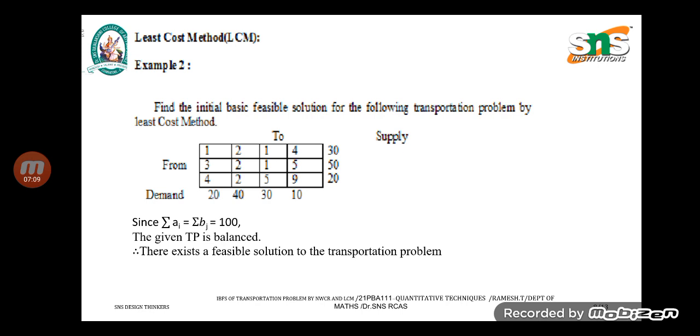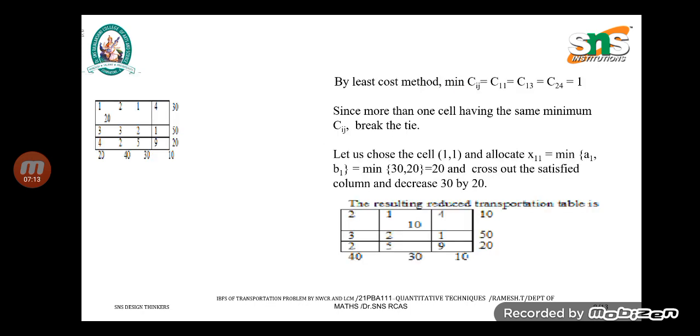Now we find that solution using the least cost method. So what is the least cost method? Among all the costs, we choose the minimum cost. So here in all the unit costs, the first row, first column has the minimum cost 1. So consider its corresponding supply and demand, 30 and 20. From the 30 we fill the 20 demand. From that we still have 10 supplies available. Then we block the first column.